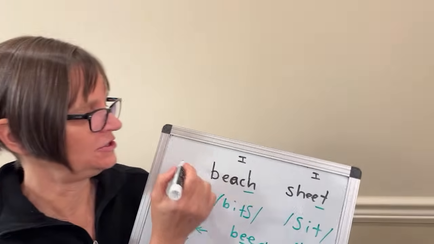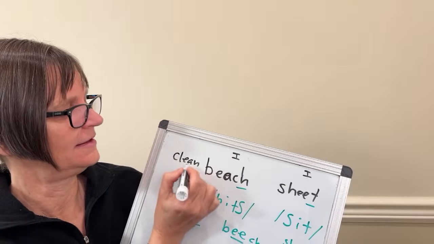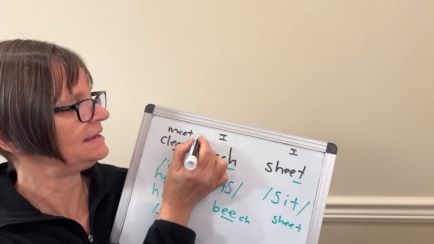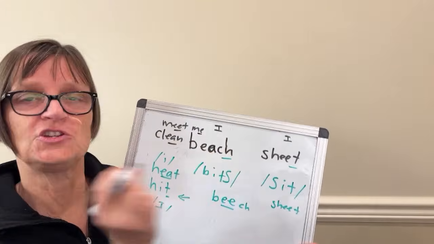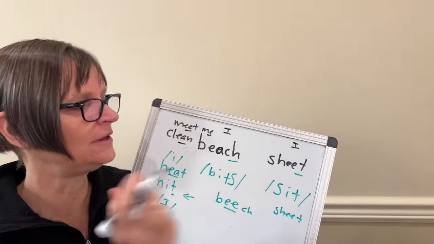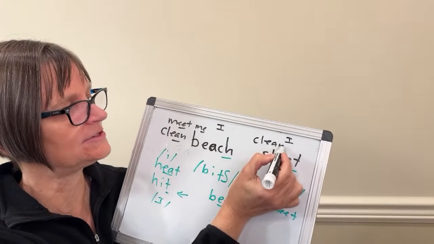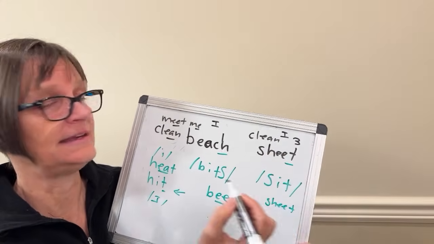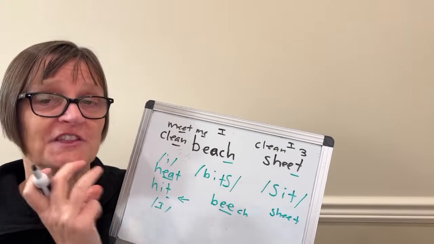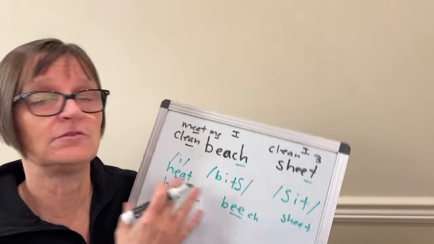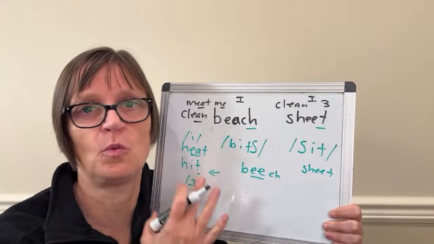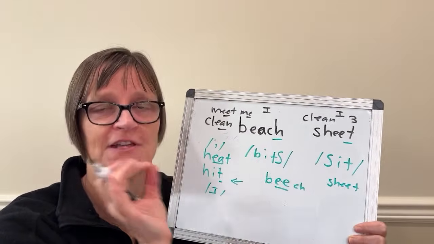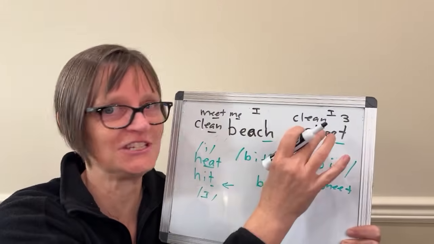I also like to do things like saying clean beach, meet me at the beach, where I feel more confident saying that E vowel. Clean sheets. I need 3 sheets. Really matching that E sound can help you. And then really just practicing the one with and without the E. So saying actually beach and then intentionally saying the other versions, beach, sheet.